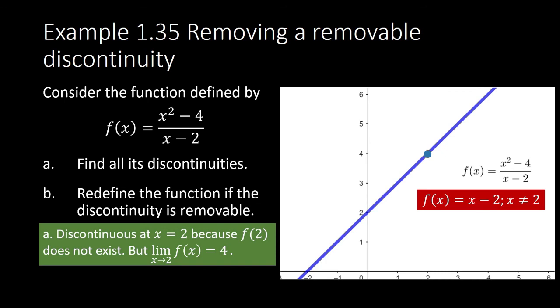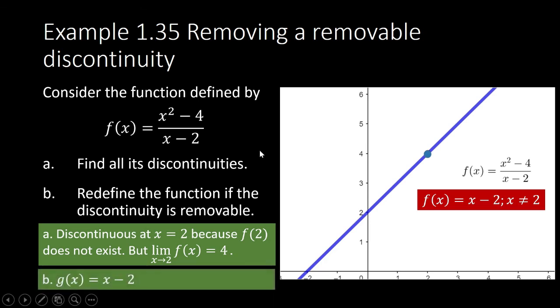And so what happens here now is your function now is defined when x is equal to 2. And so what happens here is you will redefine your function. So your function now is this: g of x is equal to x plus 2.